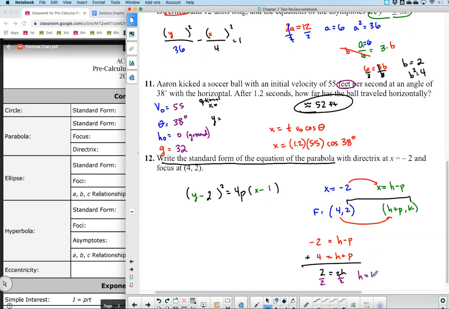And to solve for p, I just plug this into one of these equations. I like dealing with positives, so I'm going to take that equation. 4 equals 1 plus p. And I plug in the h. And so we just subtract 1. And find out that p equals 3. So if p equals 3, then 4p would equal 4 times 3. What is 4 times 3? 12. That would go there.